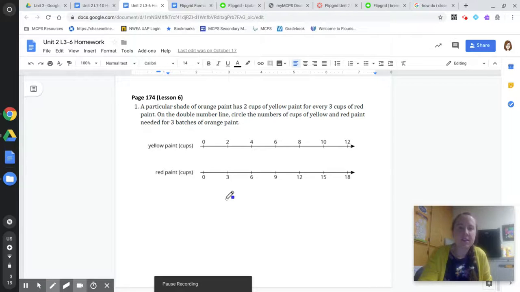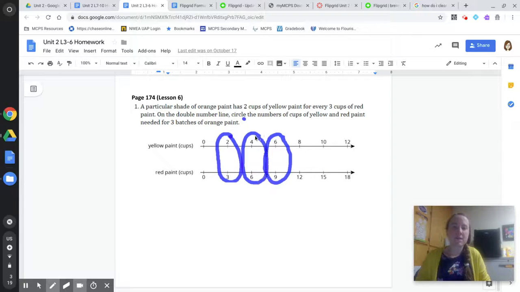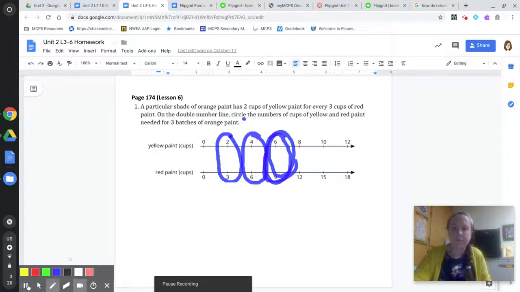And finally, a particular shade of orange paint has 2 cups of yellow for every 3 cups of red. And we want to circle the numbers of cups of yellow and red paint needed for 3 batches. So every batch was 2 cups of yellow to 3 cups of red. So that means this would be 2 batches, and then this 6 to 9 would be 3 batches. And that is it for your homework from lessons 3 through 6.